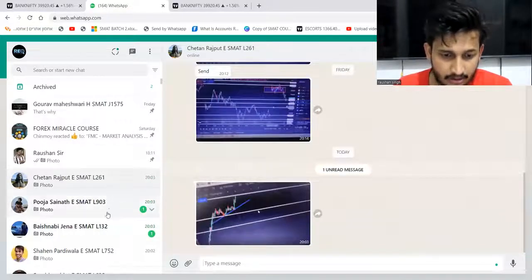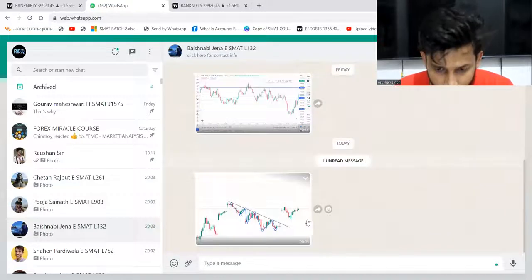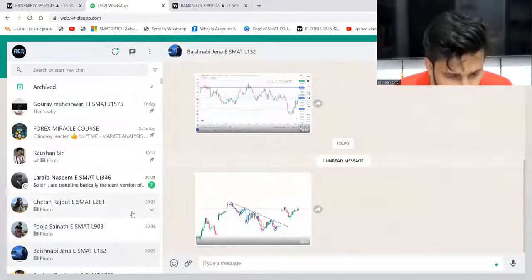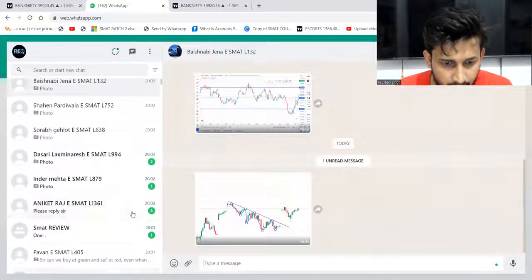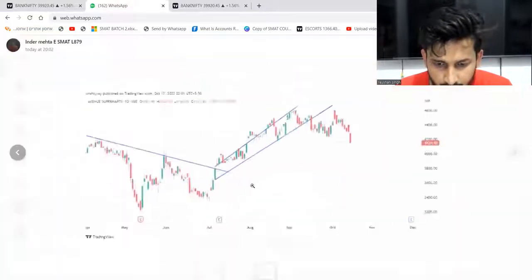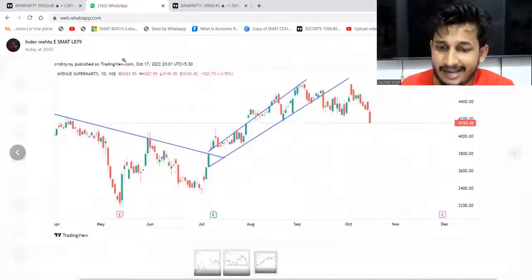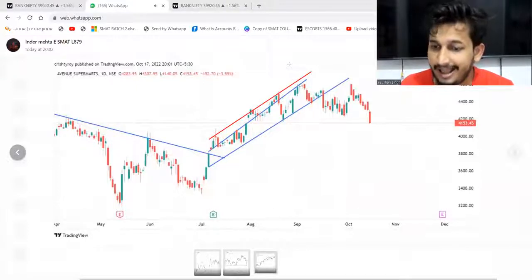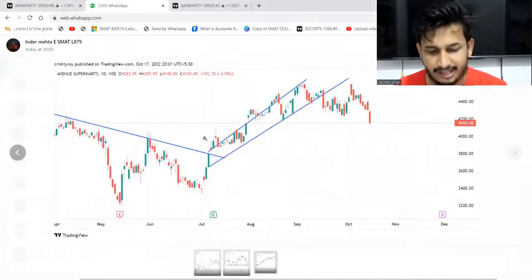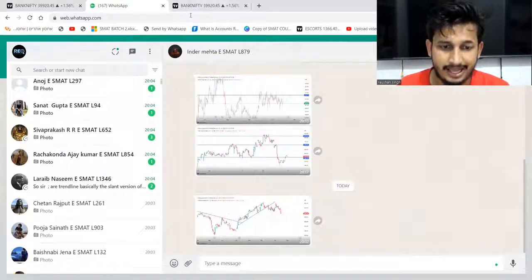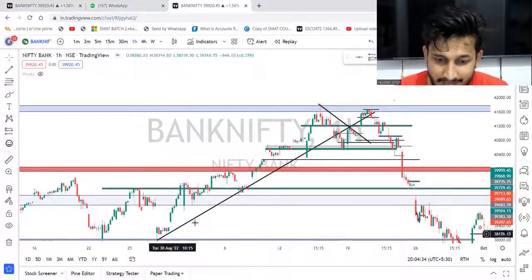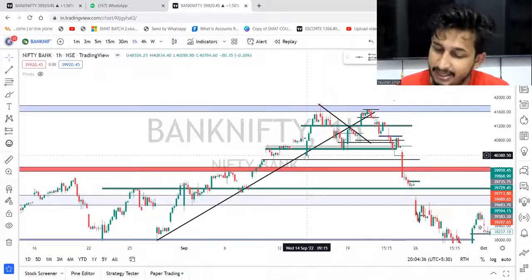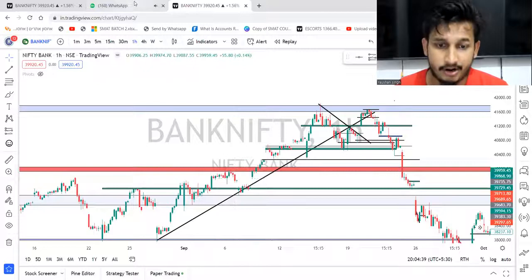Chetan, correct. Pooja, perfect. Gina, correct. Inder, again, try to touch the highs of the candle. Do not touch the middle of the candle, and do not cut it in between, either high or low. If some candles come in between, let's say I have drawn from here and this candle has come in between, that's fine. I'm not intentionally drawing it.